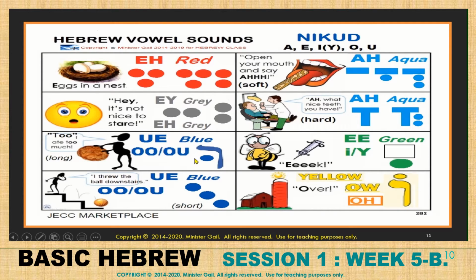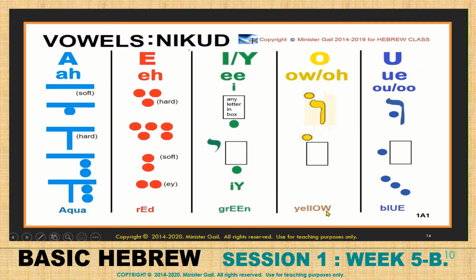Ooh, like in blue. When the dot's to the left, it'll be a U, like in blue. Three dots down to the right is also a U sound. It's just harder, longer, softer, shorter. That's the only reason they have different variations for the same letter, is how to pronounce the vowel.